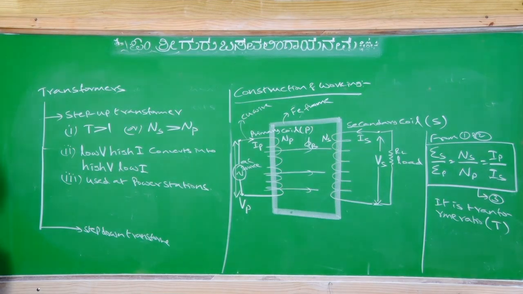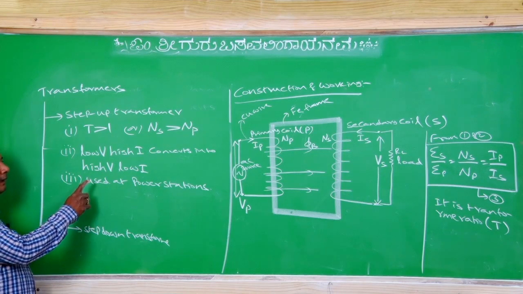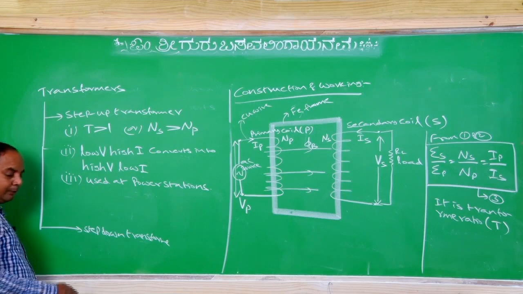Why? That means power is directly proportional to voltage. So when the voltage is high, the power loss will become less. Like that, step-up transformers are used.